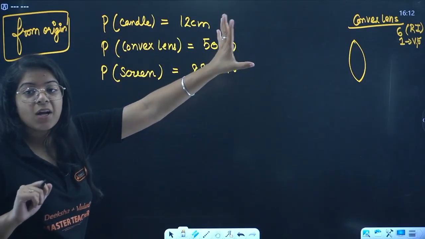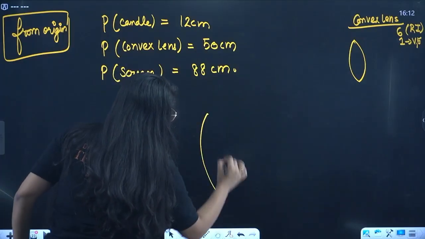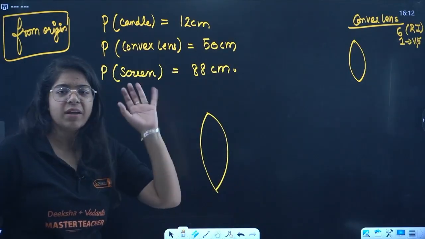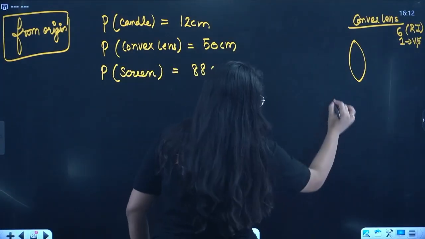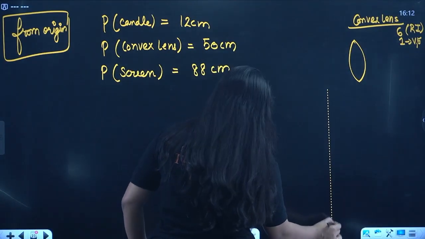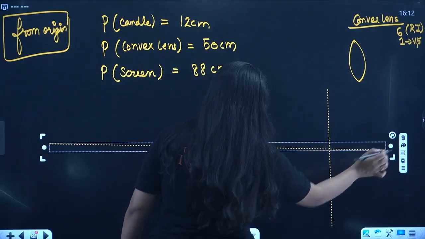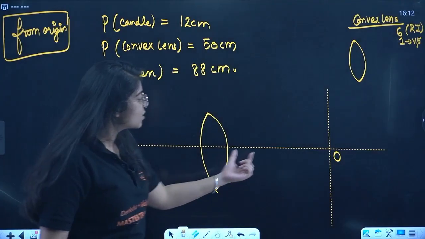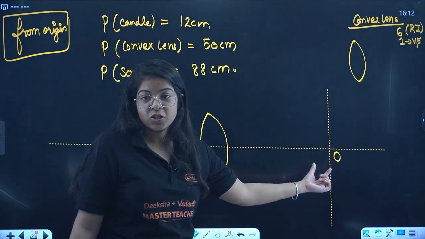Now see, this candle is our object, and this is your convex lens placed somewhere. Okay, let's not say somewhere, you will get confused. This is your point of origin, and this is your principal axis from the lens. So the convex lens is placed at 50 centimeter from the origin, right?